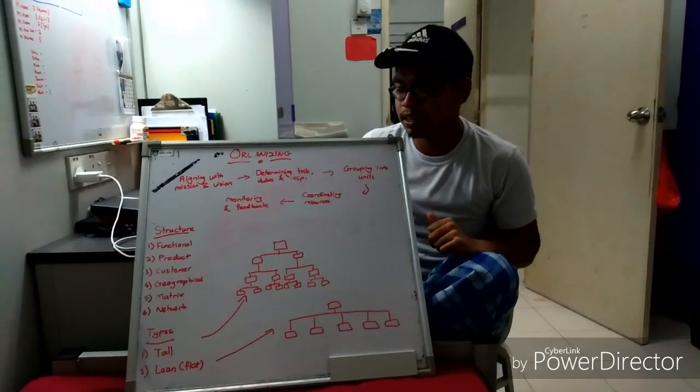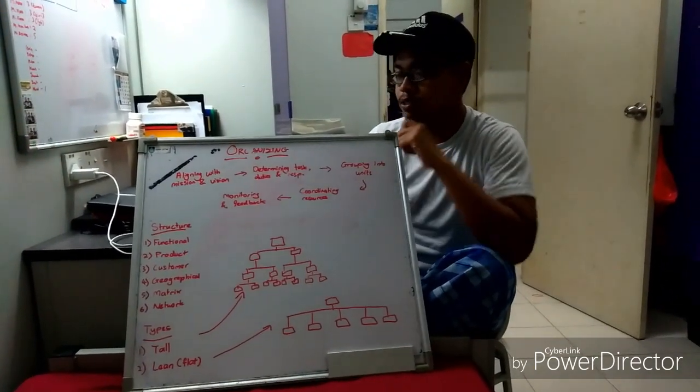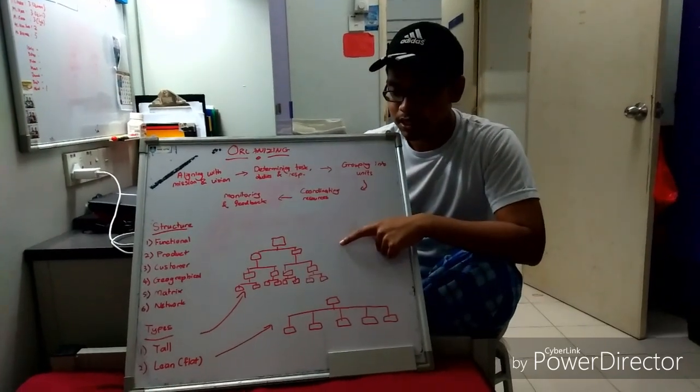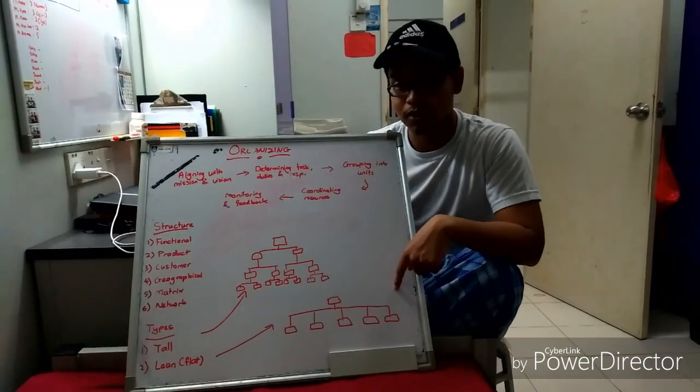Okay, next, we will enter on the types of structure. We have 2 types, which are the tall and the lean, or the flat structure.